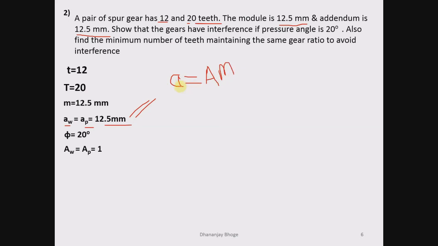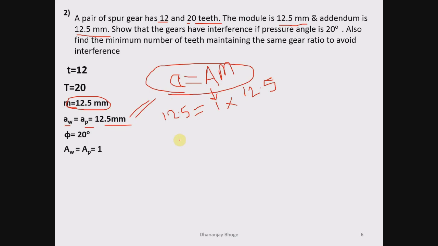Correct? How much is the addendum given? 12.5. And how much is the module given? 12.5. Then what should come here? 1. Correct? Addendum is always addendum coefficient times the module. But here addendum and module have the same value, that indicates that addendum coefficient is 1. So I have written capital AW equals capital AP is equal to 1.